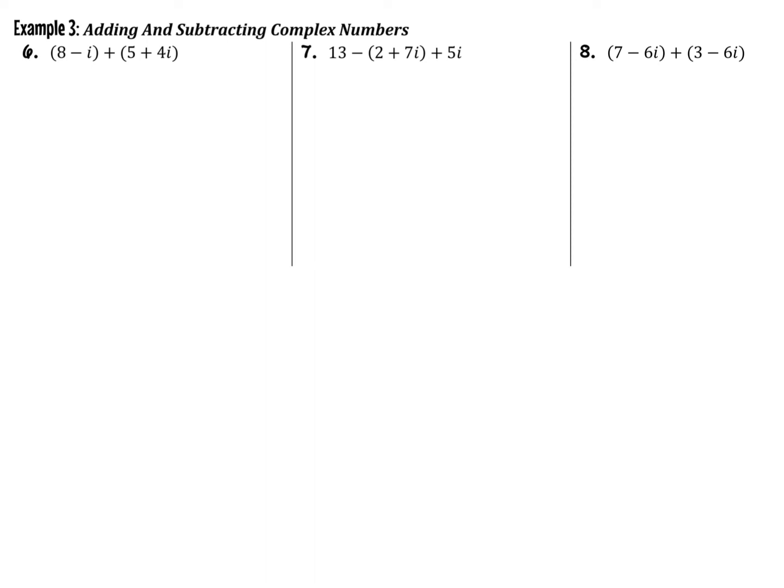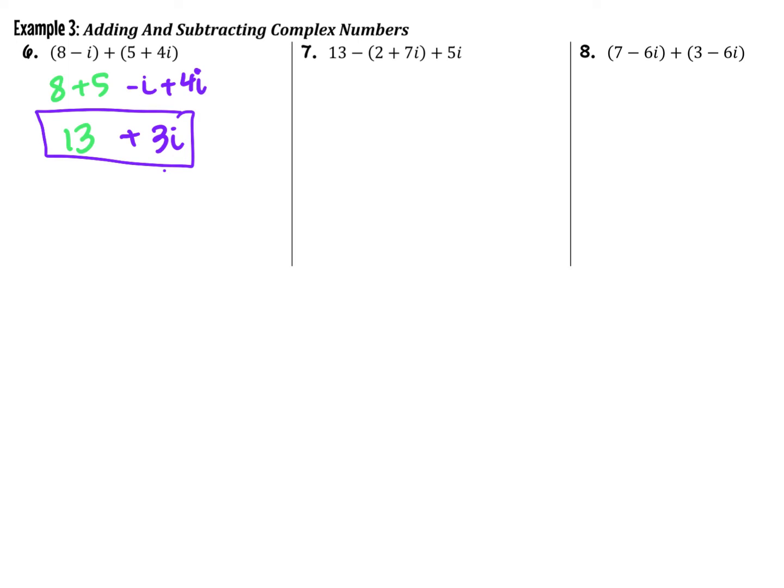And I could say, well, 8 plus 5, those are the 2 real pieces, so I'm going to add them first. And then I'm going to add negative i and 4i. 8 plus 5 is going to give me 13. Negative i plus 4i is going to give me 3i. And I do want to make sure that after I'm done simplifying, which is all we're doing here, that I have the real piece plus or minus, depending on the situation, the imaginary piece.